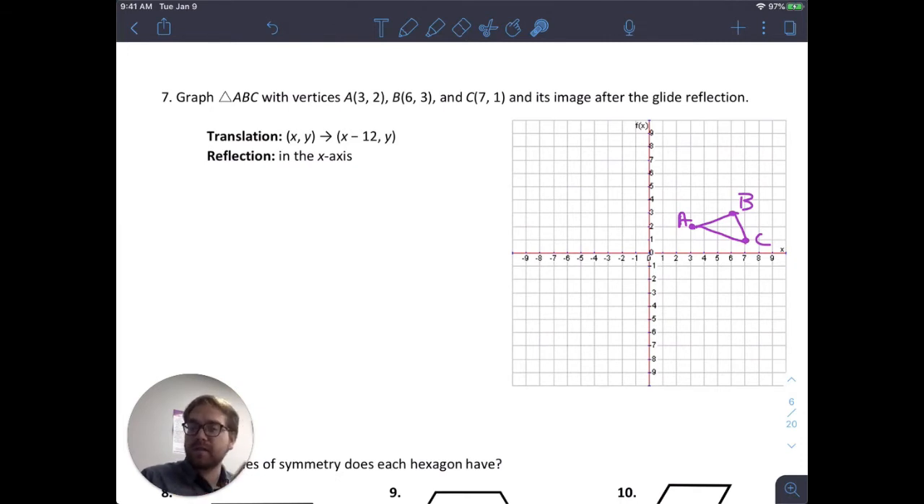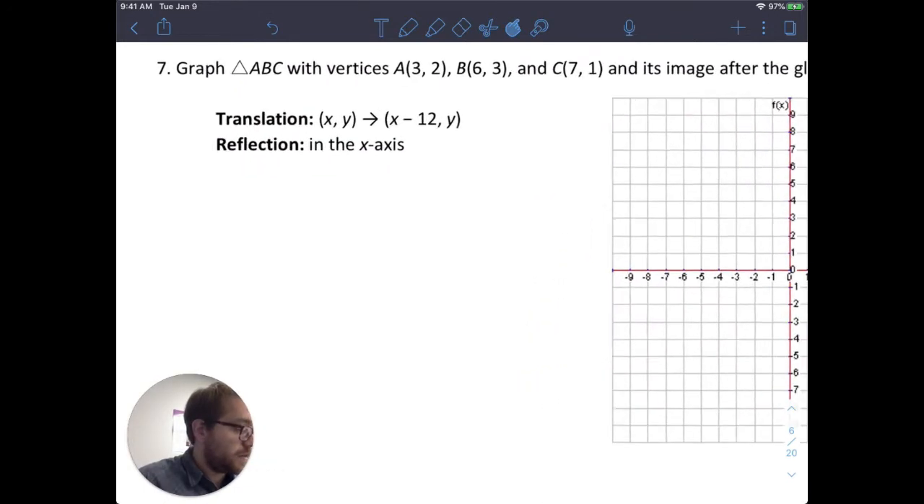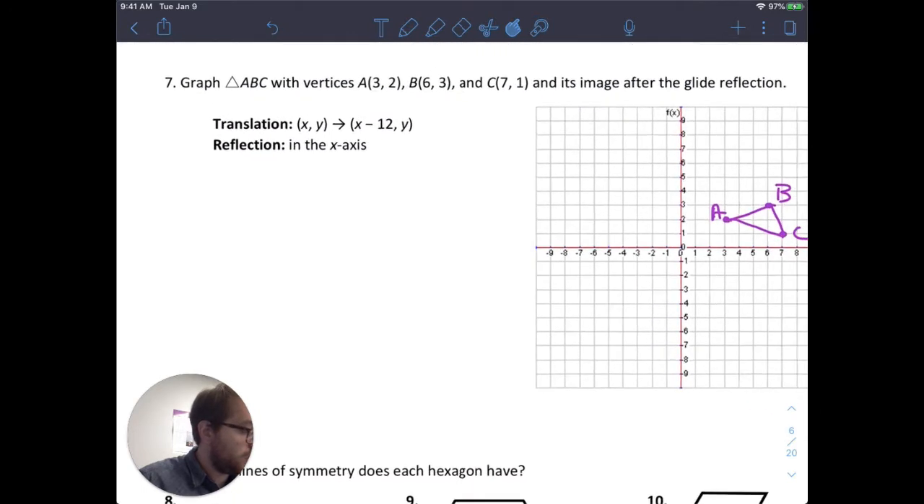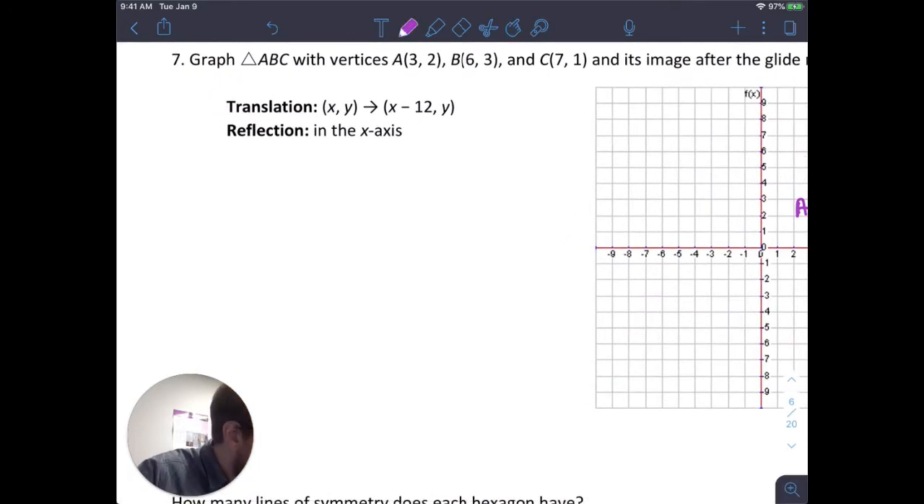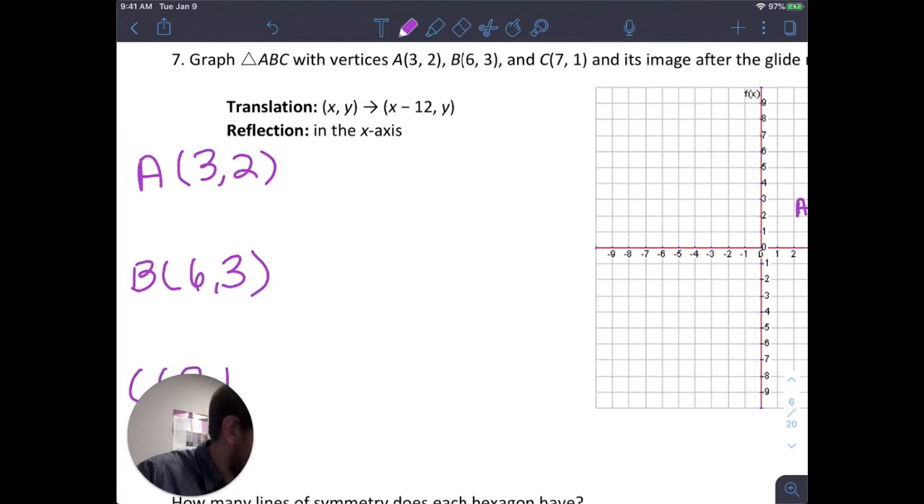We could do this one step at a time, where we translate the figure if we want to, and then we reflect it in the x-axis. If you would prefer to do the bunny hops and count and everything, you can do that. But I think it might be simpler to look at the points and look at how we're translating and reflecting those. Okay? And I think that's good practice to know how to do that. So let's take each of our points. A is at (3,2). B is at (6,3), and C is at (7,1).